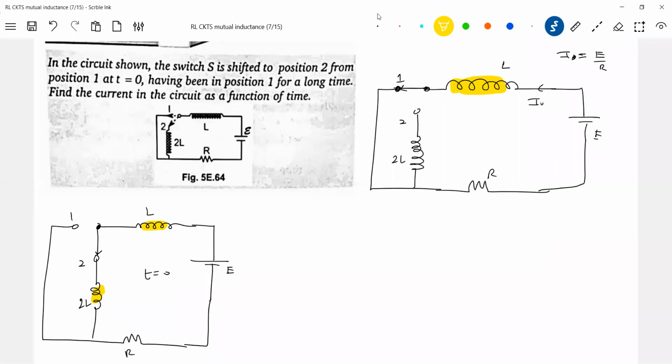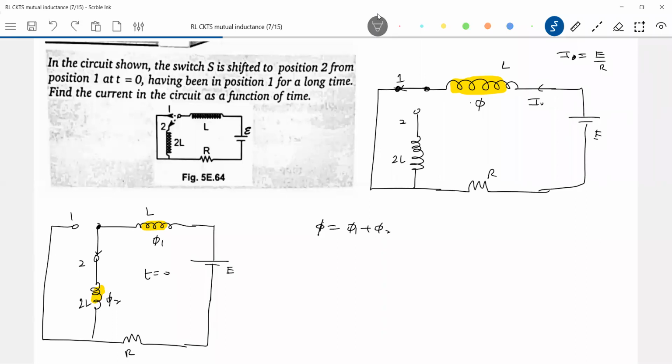So here I'll call this flux phi. We are doing, you can say, almost an ideal case, though some loss will be there the moment you move the switch from 1 to 2. What was the flux in coil 1? The flux will be shared by both, and the flux should be conserved here. So what was the initial flux? L into I naught.